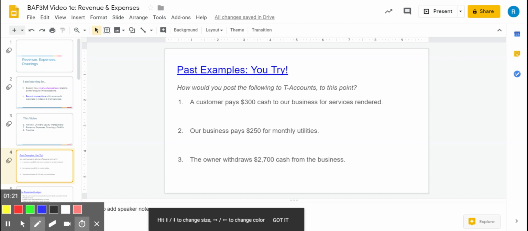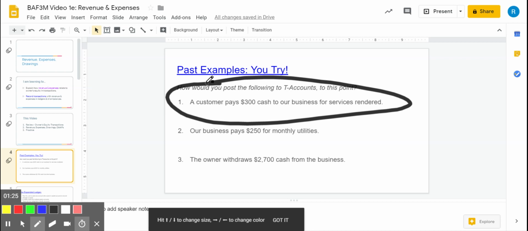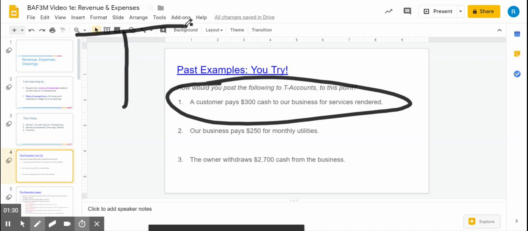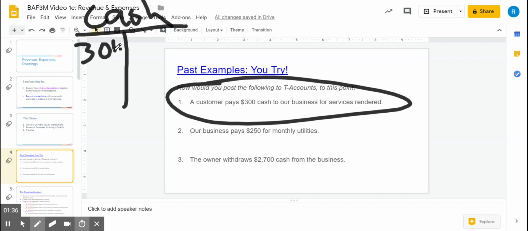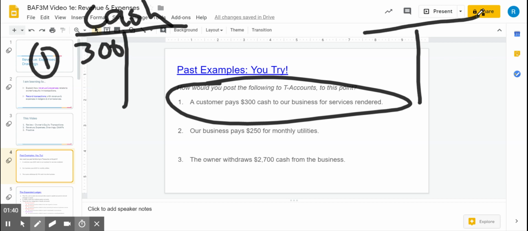Taking this up really quickly, this is what we have been doing. For number one, a customer pays 300 cash to our business for services rendered. You would go to our cash T account and say we have an increase of 300 cash, so we debit cash for 300. Then you would go to the owner's capital account and say this increases the value of our business by $300, so capital increases and we credit it for 300. And we put transaction number one.